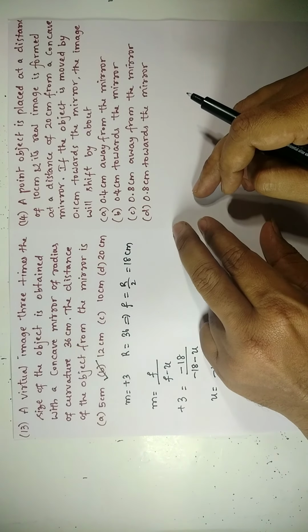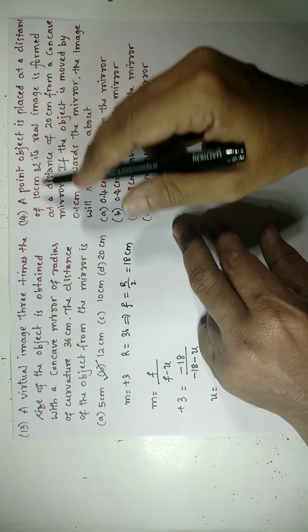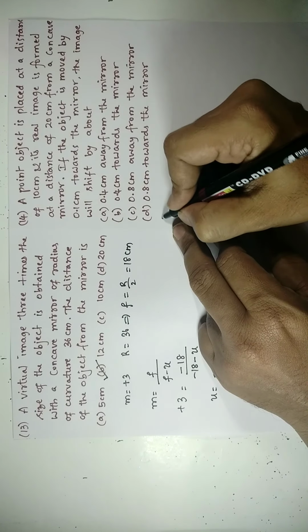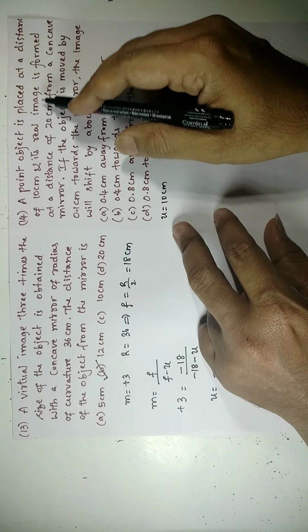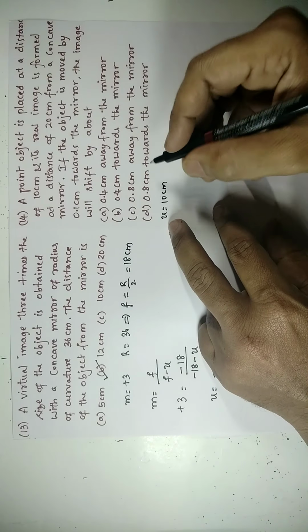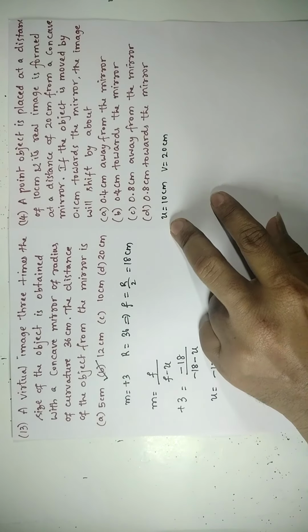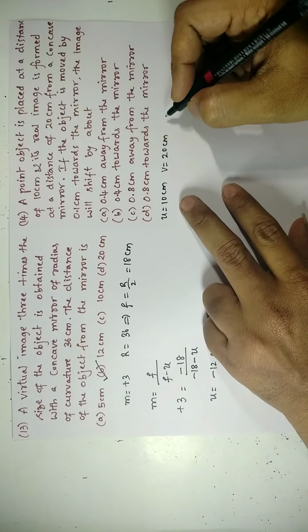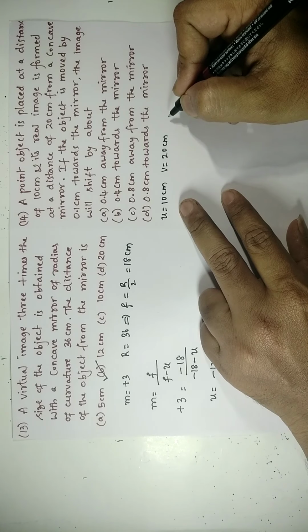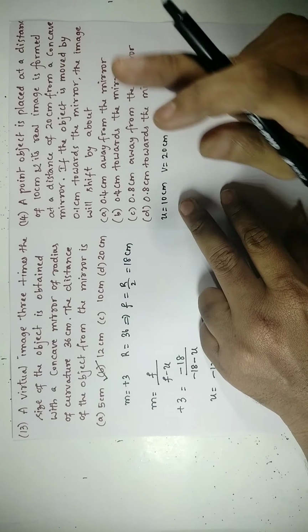Coming on to your 14th question. It says that you have a point object which is placed at a distance of 10 centimeters. So your object distance is given to be 10 centimeter, and its real image is formed at a distance of 20 centimeters. So the image distance is given to be 20 centimeter, from a concave mirror. If the object is moved, that means you are changing the position of the object by 0.1 centimeter towards the mirror.